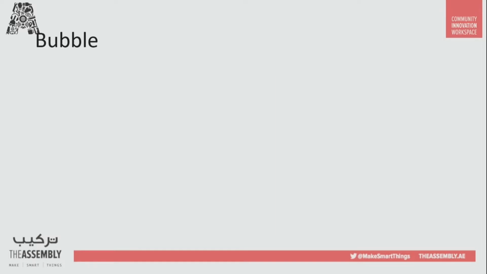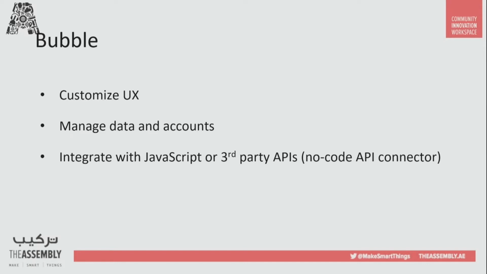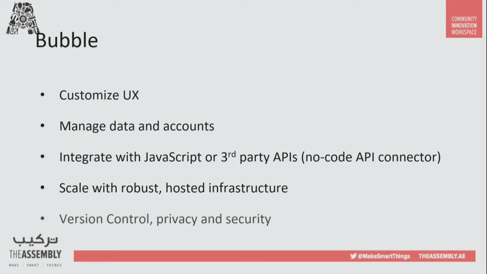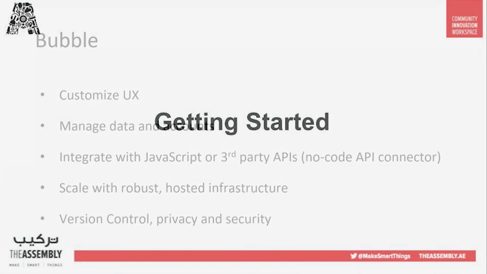What other stuff does Bubble offer? Well, they allow you to customize the user experience. They allow you to manage the data, like I said before, and also different accounts. They allow you to integrate with JavaScript or third-party APIs via their no-code API connector. They provide scalability with robust and hosted infrastructure, so you don't have to worry about hosting your application on another platform. And finally, they provide version control, privacy, and security services.